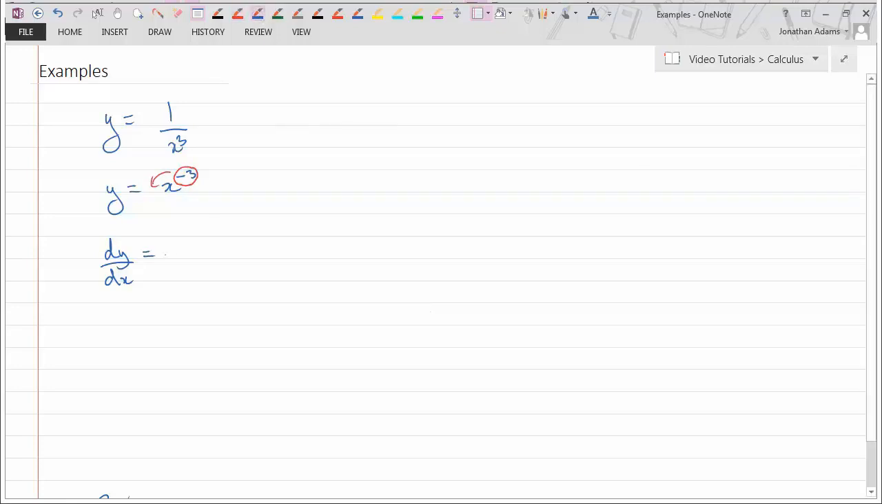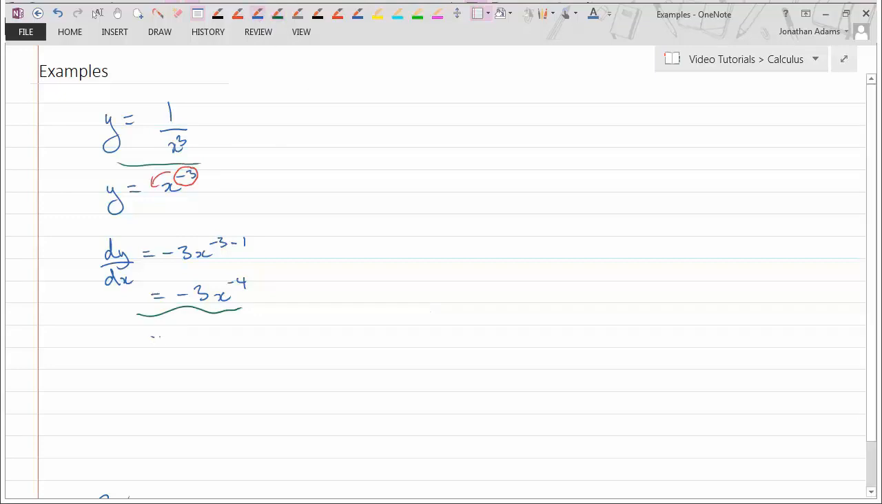So in this case, it's going to be a minus 3x up front. And then I've got to subtract 1 from the power. So currently it's a minus 3. I've got to take 1 away from it, and that gives me x to the power of minus 4. So we actually find that this is the derivative of the function we started with.